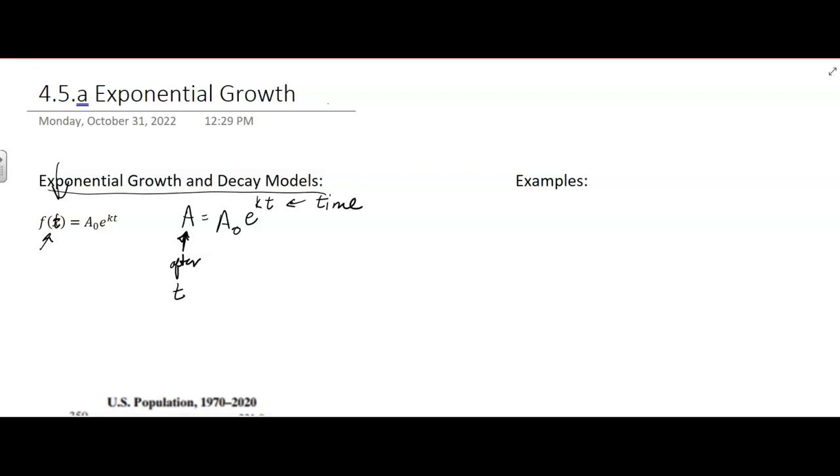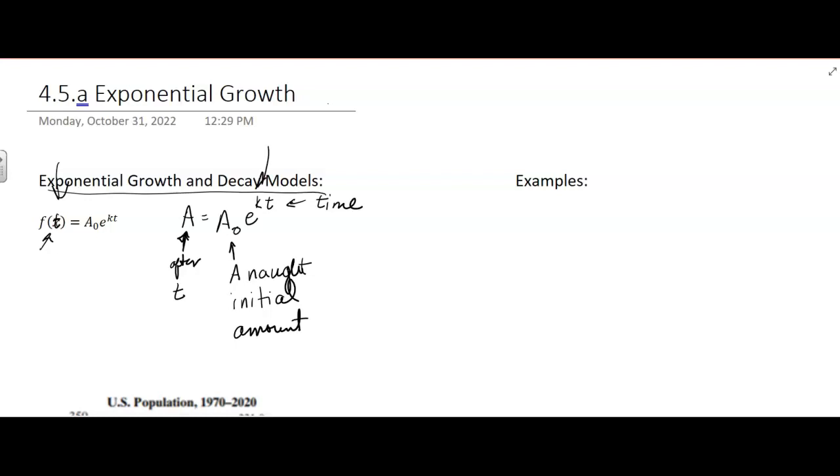Now, time could be measured in years or days or seconds. It just depends on the model. Now, we talked about a sub 0, or a naught. I spelled this in another video and I misspelled it. It's not like that. A naught. I looked it up. So it's the initial amount, or the beginning amount, that'll help.